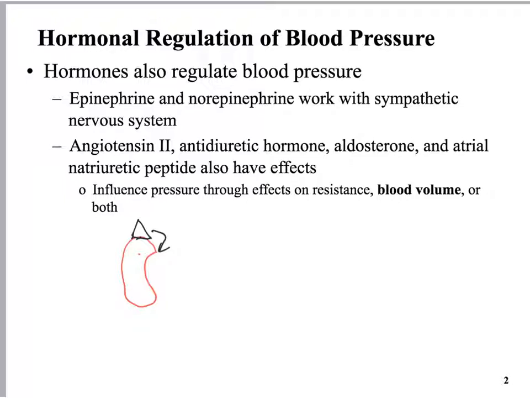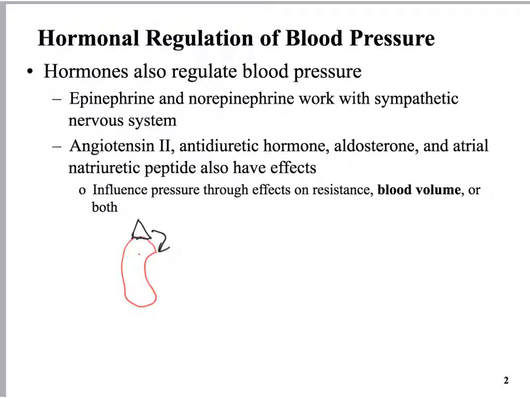With that, there are other hormones that work to regulate blood pressure. So we talked about epinephrine, norepinephrine. The other ones are the Renin-Angiotensin System, or angiotensin 2. We're going to talk about that, and we will talk about this more when we cover the renal system in about a month. Okay? Antidiuretic hormone, aldosterone, and atrial natriuretic peptide, ANP. Okay?